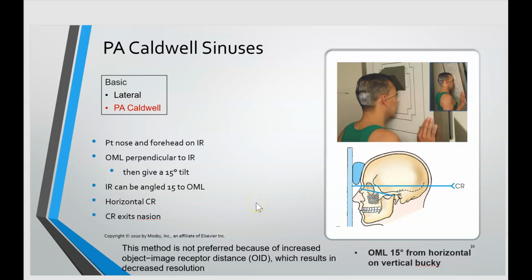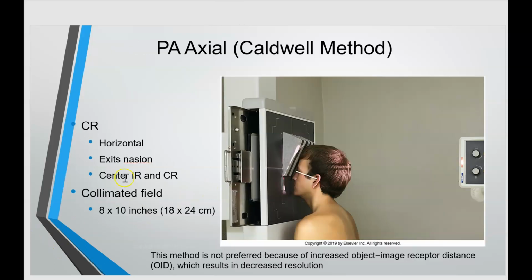Okay, now this method is not preferred because it increases the distance of our object of interest, which is our sinuses, away from your IR. So it's increasing our OID, which is going to give us distortion. It's going to give us decreased resolution because we're magnifying that. So this is just another view of this. Okay, they're using a wedge to keep the patient's head still. They have a horizontal central ray exiting the nasion. The OML is tilted 15 degrees from that horizontal plane.